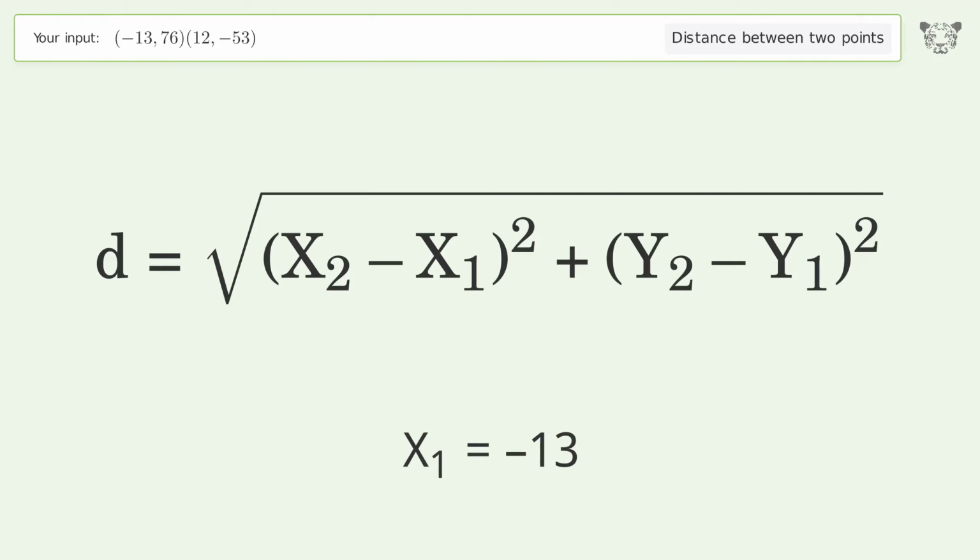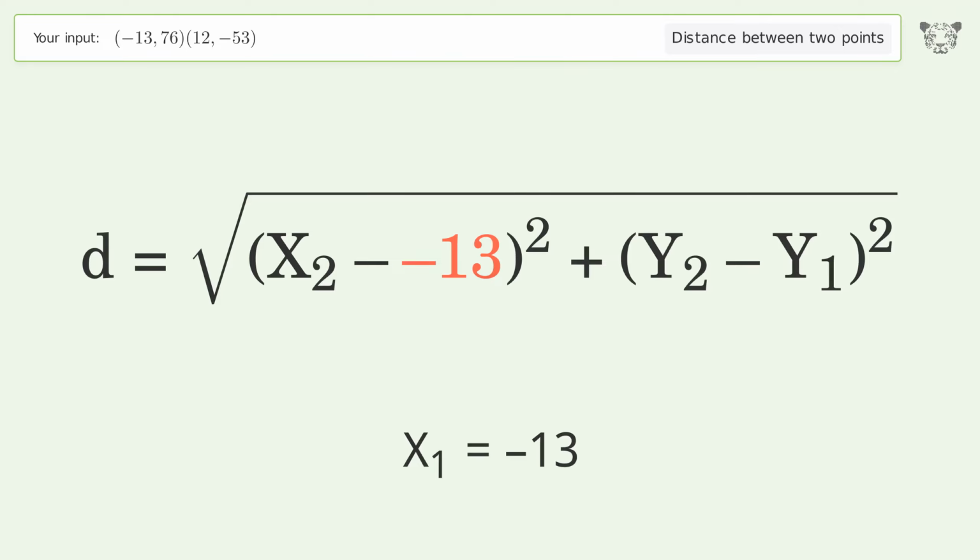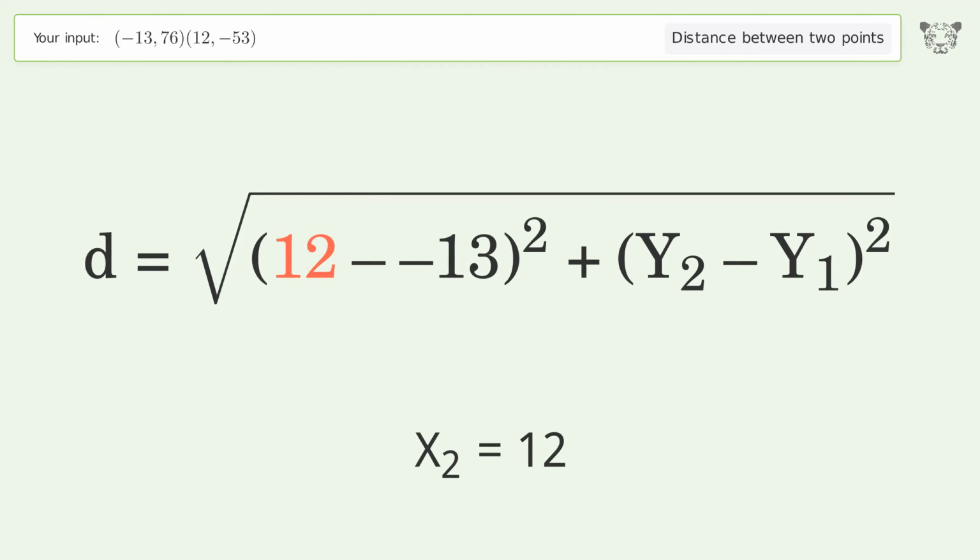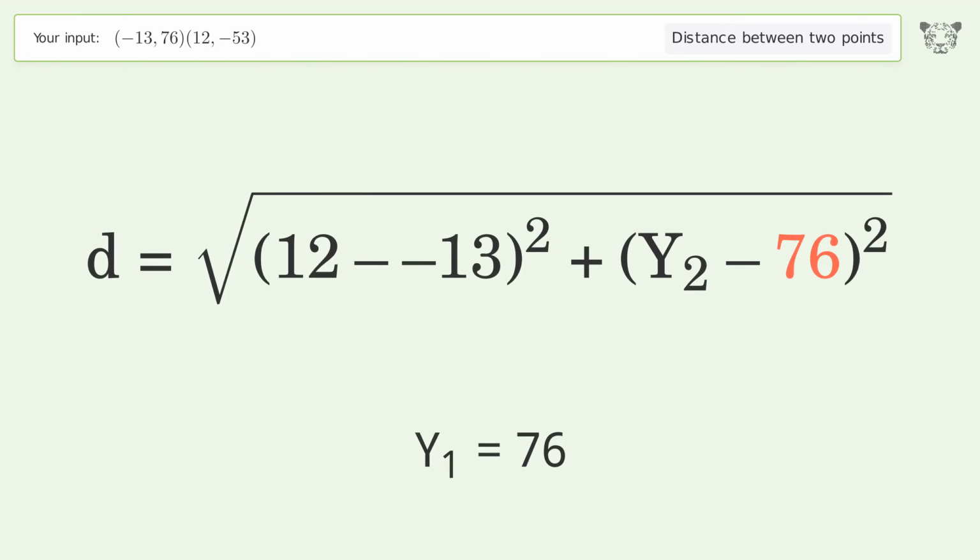x1 equals -13. x2 equals 12. y1 equals 76. y2 equals -53.